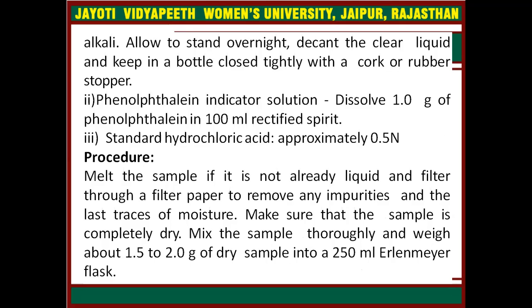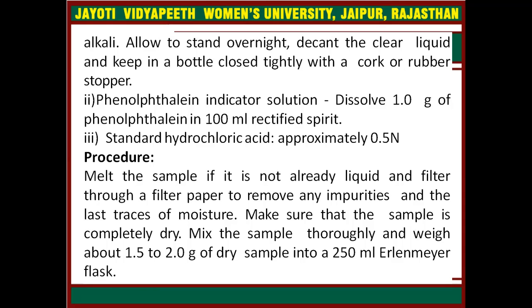Phenolphthalein indicator solution: dissolve 1 gram of phenolphthalein in 100 ml rectified spirit, and standard hydrochloric acid approximately 0.5 N. Procedure: melt the sample if it is not already liquid, and filter through a filter paper to remove any impurities and last traces of moisture. Make sure that the sample is completely dry.